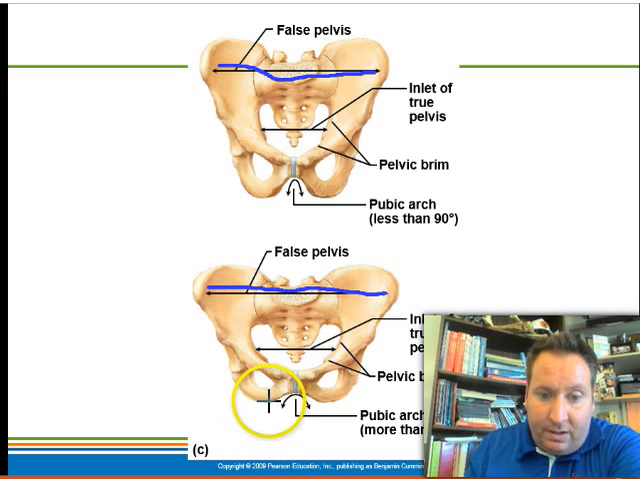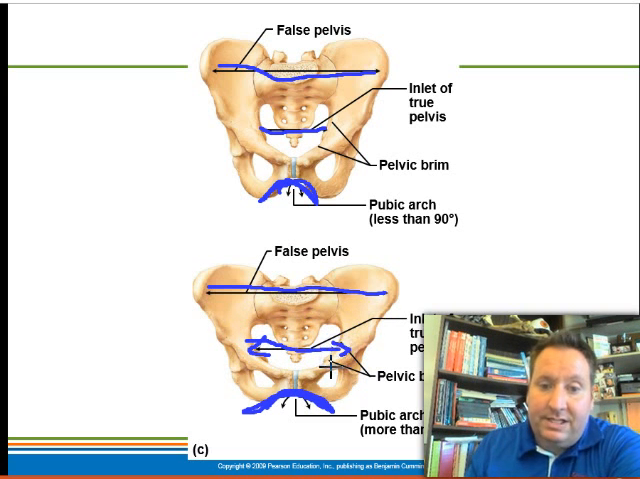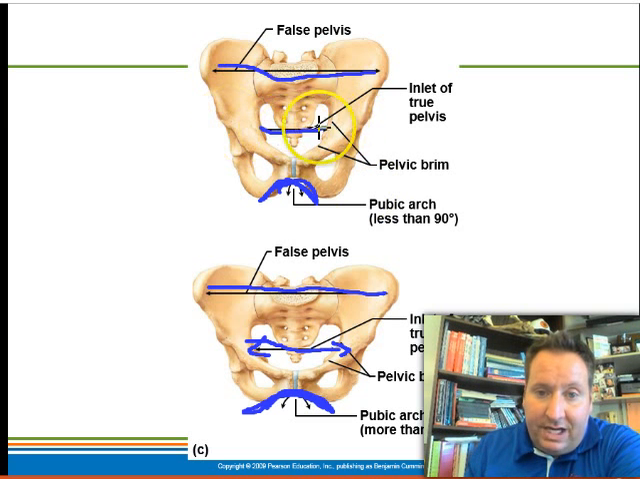Also, when I look at the pubic arch right here, if I measure this with a protractor and it's greater than 90 degrees, that's cluing me in that this is a female. If it's less than 90 degrees, then that's going to clue me in that it is a male. Also, the pelvic brim, the distance from here to here, is a lot shallower in a male. A female is a lot wider. A male is not as wide. So there are some differences between a male and a female.